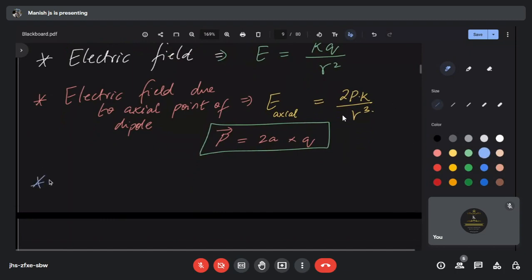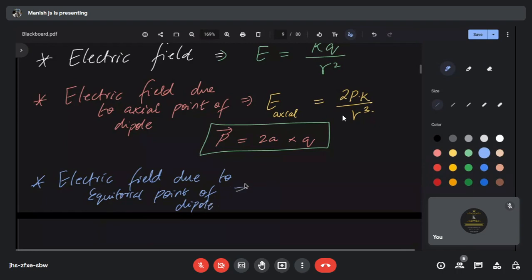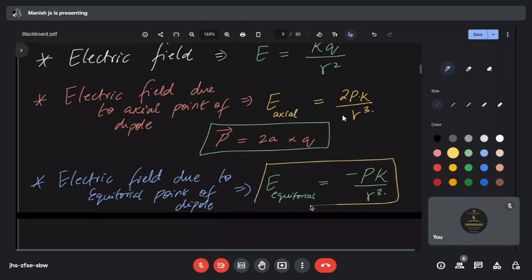Now, the electric field due to the equatorial point is what we have derived just now. So the electric field due to the equatorial point of a dipole is given as E equatorial, which is equal to minus pk upon r cube. So this is the electric field due to the equatorial point.